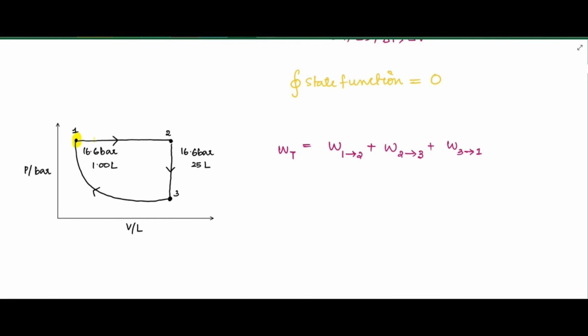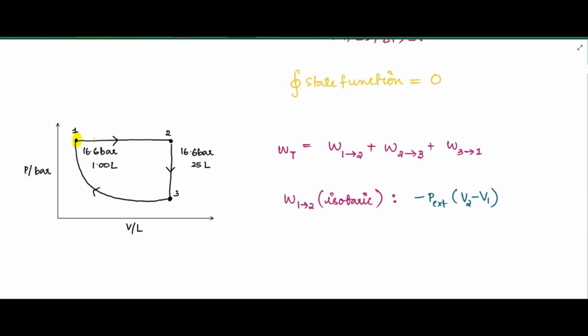First process. What is the first type of process? It's an isobaric process. For an isobaric process, the way you find the work done is equal to minus P external delta V. Delta V means final volume minus initial volume.